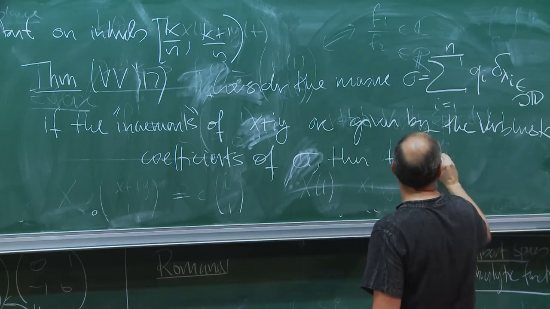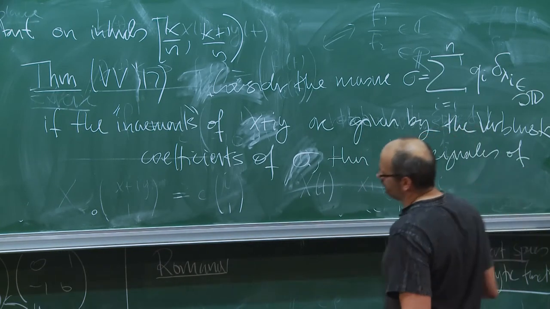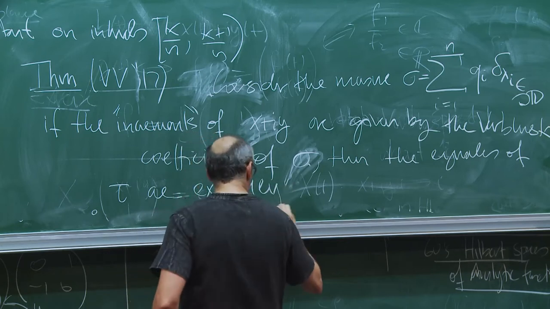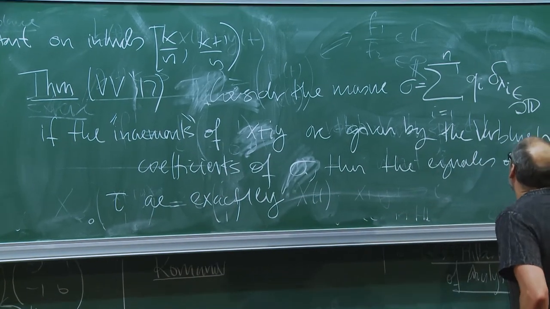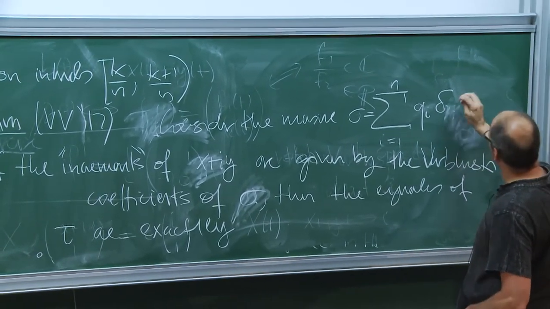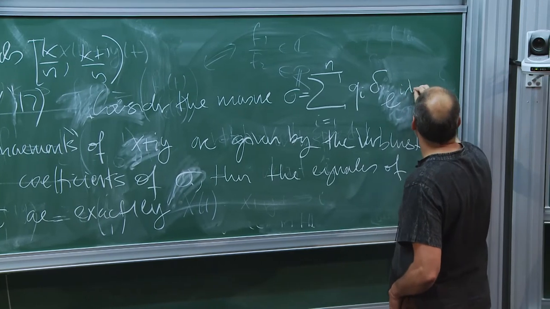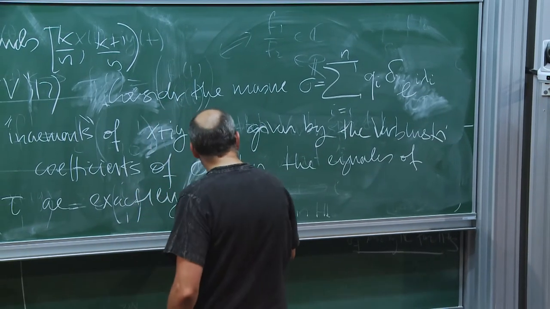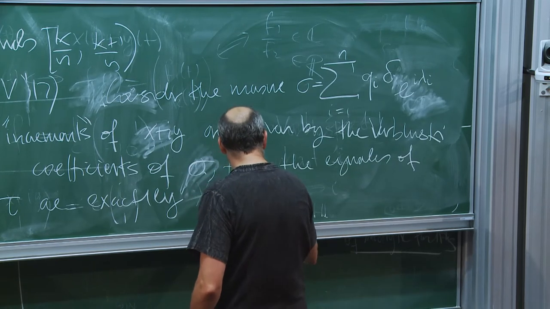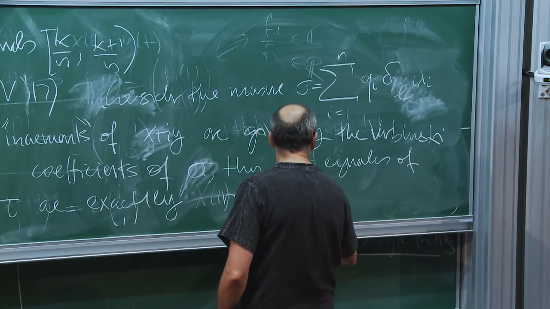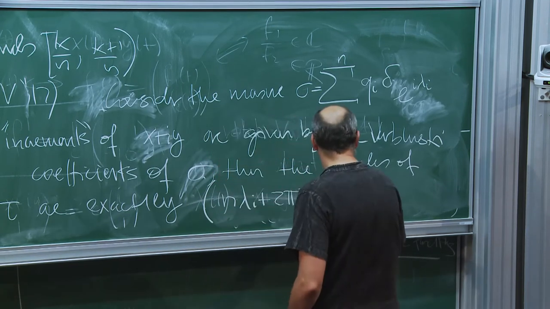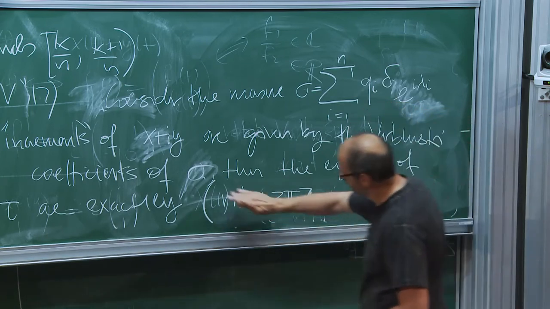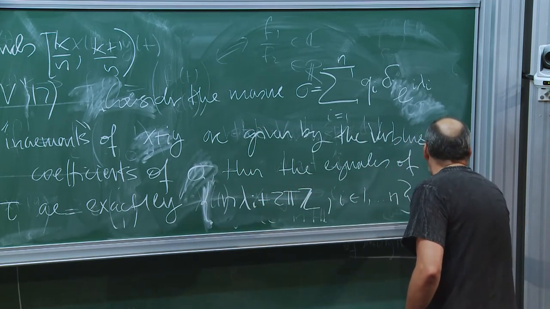then the eigenvalues of tau are exactly, let me parameterize this like so, e to the i lambda_i, where lambda is real, n lambda_i plus 2 pi z, where i equals 1 to n.